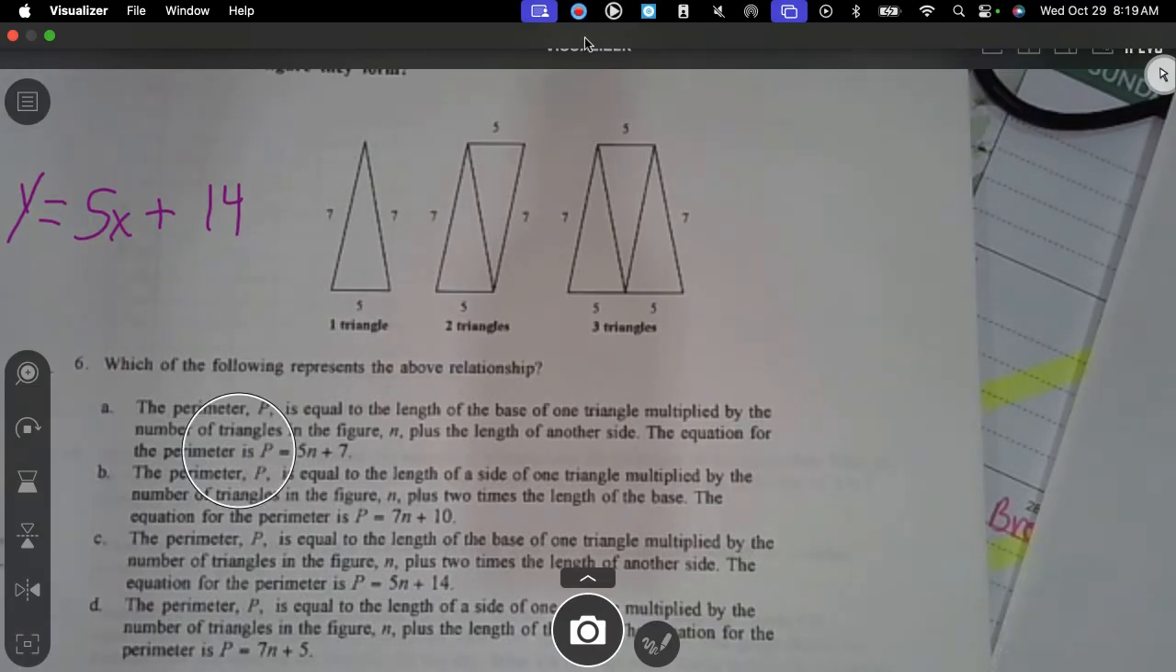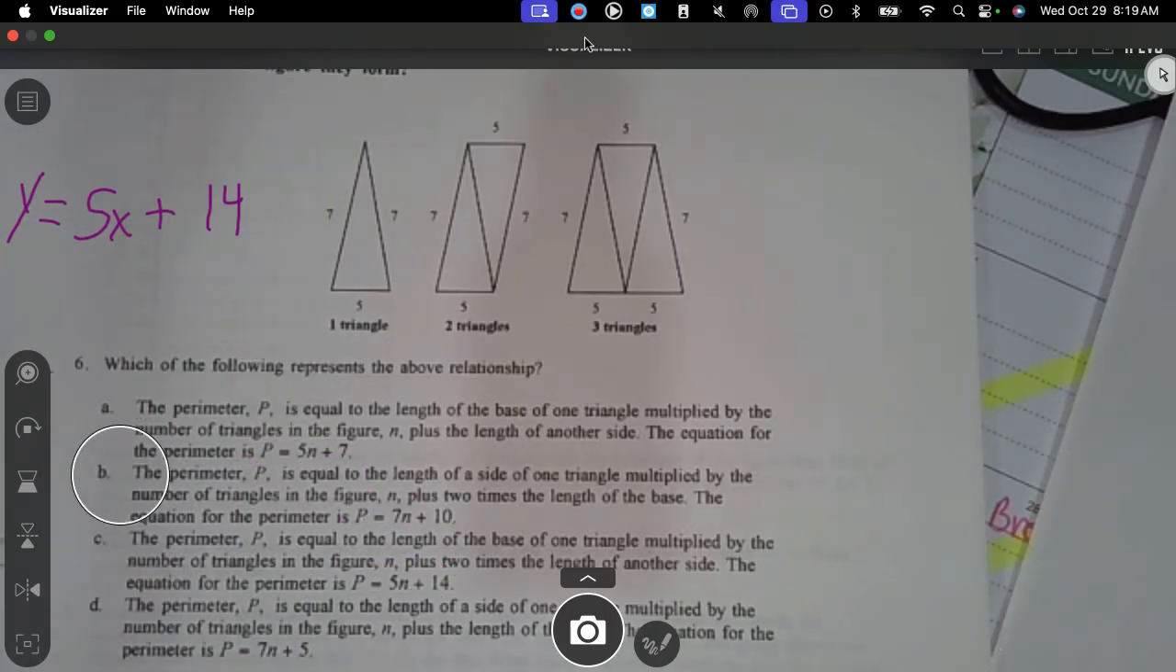So which one matches? Perimeter equals 5n plus 14? No. Perimeter equals 5n plus 14? No. That one right there. That one doesn't match. So see, all those words, I didn't even have to read a word, did I? The perimeter, that's all I had to find. Y equals 5x plus 14, or use their letters. Does that make sense, y'all? Is it getting better? Okay.